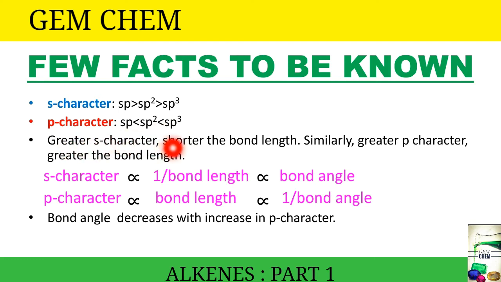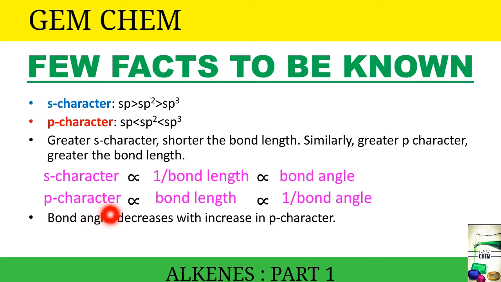Now, the greater the s character, the shorter the bond length. As the bond becomes stronger, the two atoms are closer to each other, so their bond length decreases. Whereas if there is greater p character, then the bond length will be greater. So we can write s character is directly proportional to bond angle, and it can also be written that s character is inversely proportional to bond length, 1 by bond length.